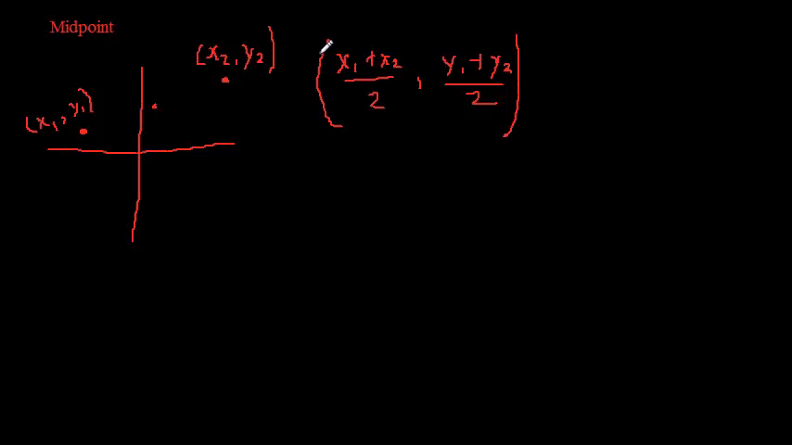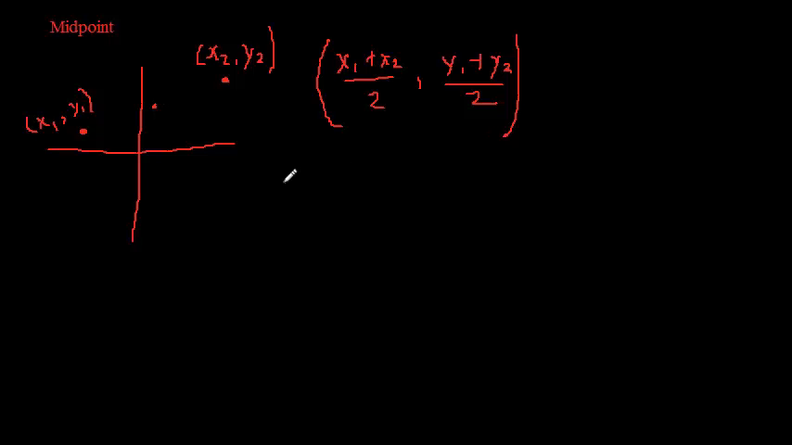This equation should look similar to the average formula. When you add two values together and divide by how many numbers you added together, it gives you the average. What we're really doing then is finding the average of our x values and the average of our y values, and in doing so, that gives us the point right in the middle of those two.